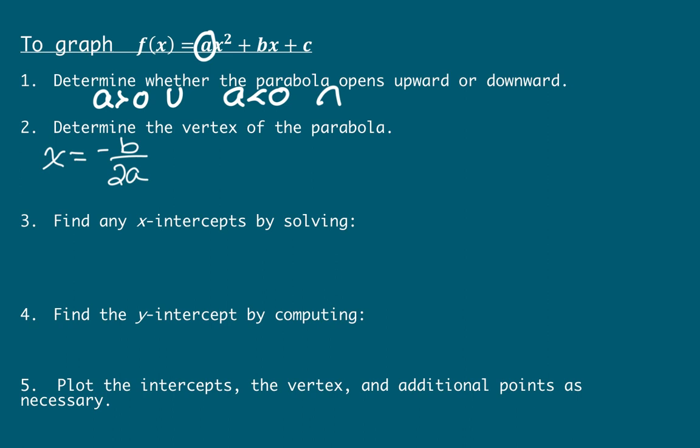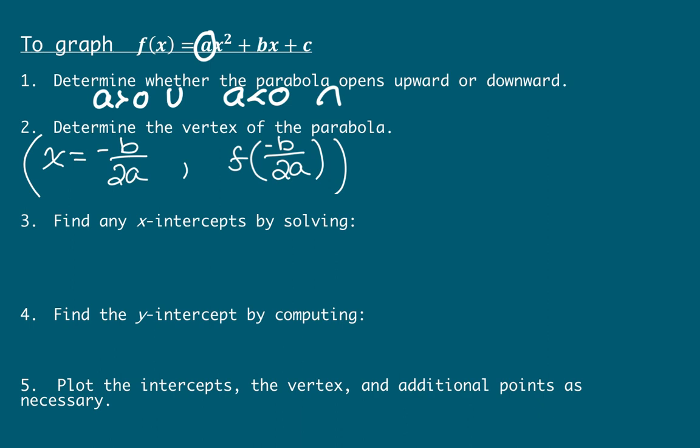Once you have found the x-coordinate, you will plug that into the function to find your y-coordinate. So the y-coordinate is f of negative b over 2a. So it is a composition of the two functions.